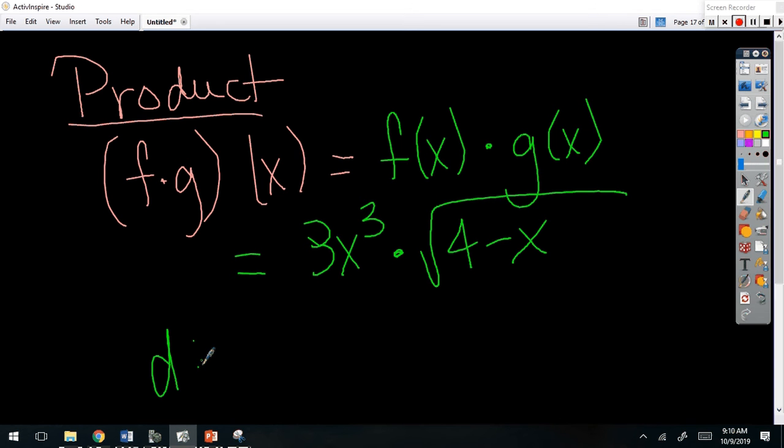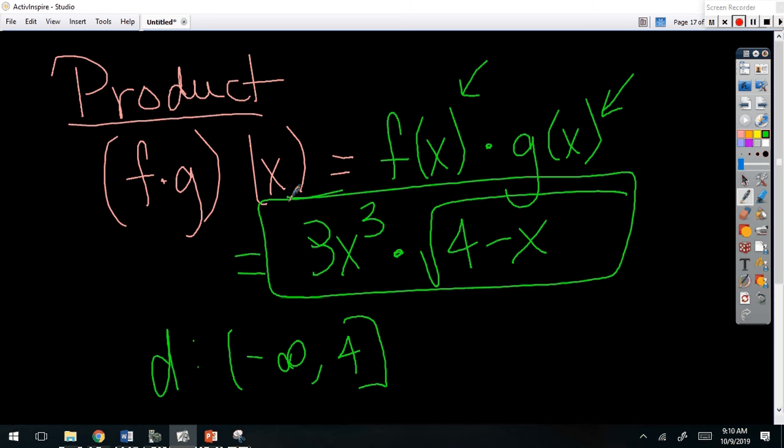Yes. Same thing. If this one's negative infinity to infinity, this one's negative infinity to 4, then where they overlap, or what they share, is the negative infinity to 4. Okay? And you should be able to look at this and tell the domain of that on your own anyway, right? You only look for that radical, right?